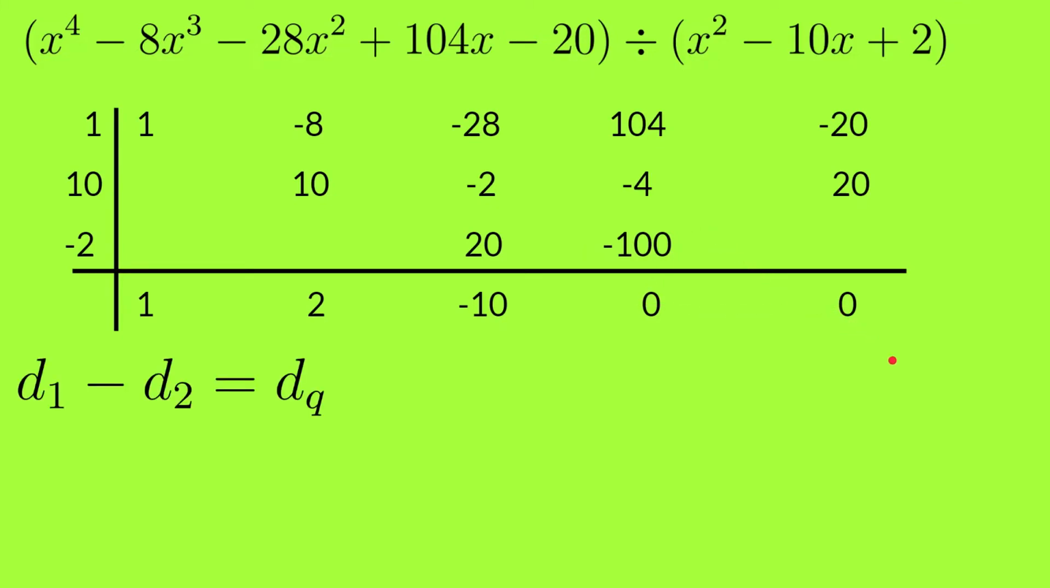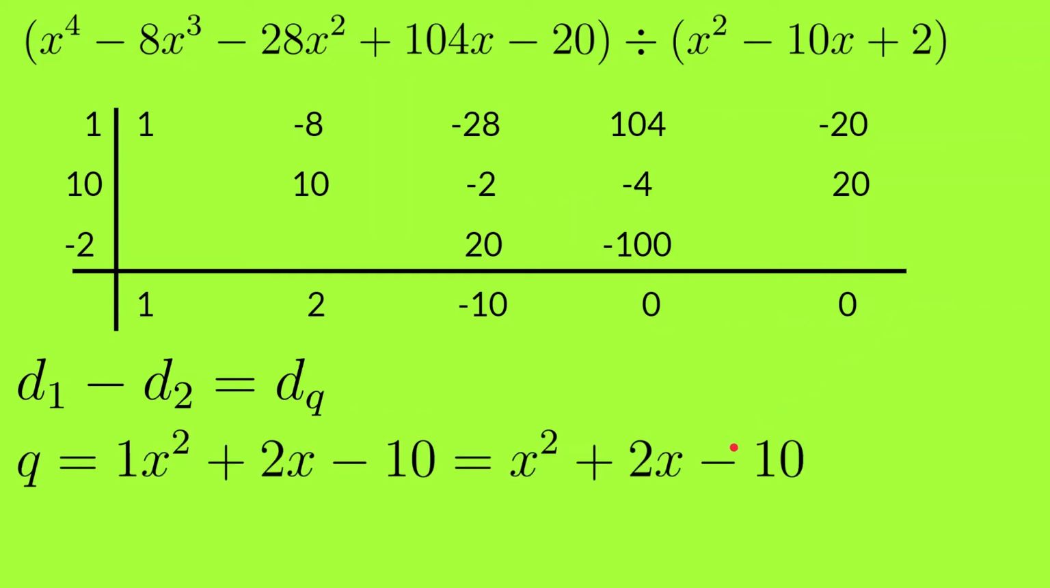Now again, degree of dividend minus degree of divisor is equal to degree of quotient. So 4 minus 2 is equal to 2. So it should have degree 2, which means it has 3 terms. 1x squared plus 2x minus 10, and all the remaining things are remainder, that is 0x plus 0, that is basically 0. So quotient is x squared plus 2x minus 10 and remainder is 0, and we are done with this question.